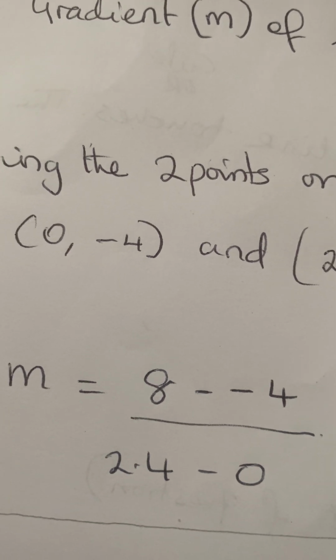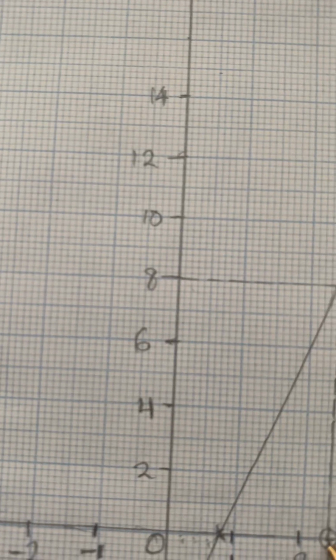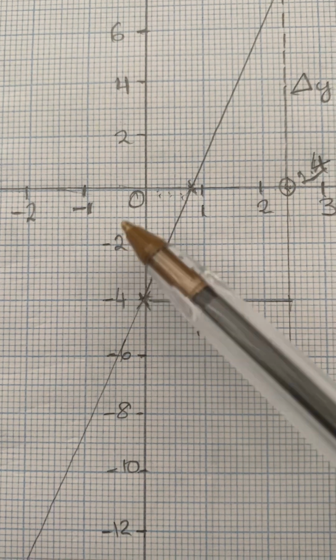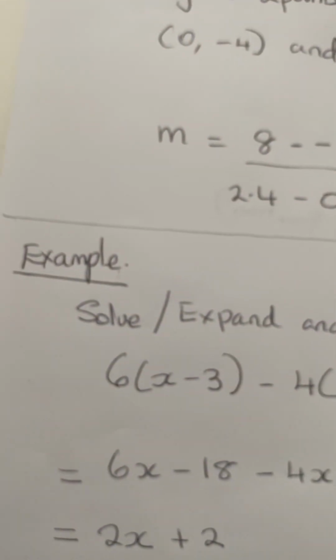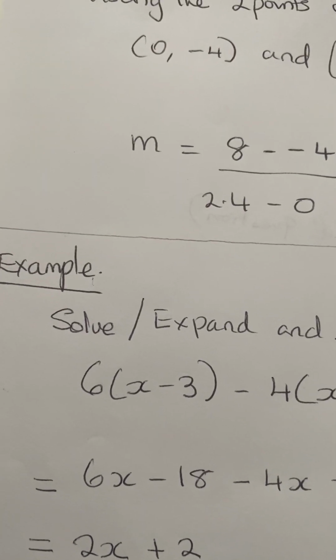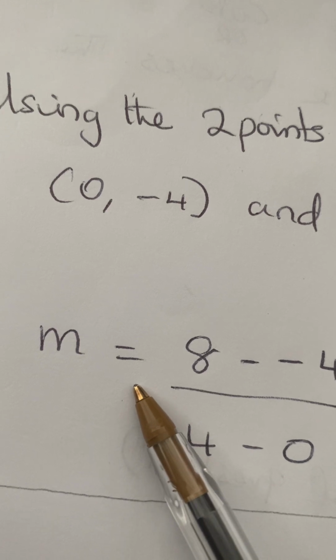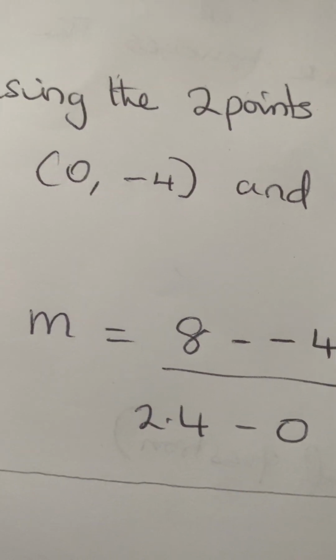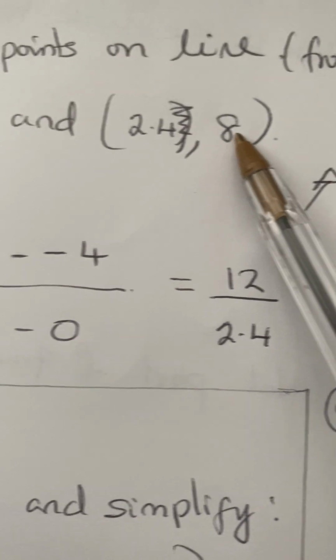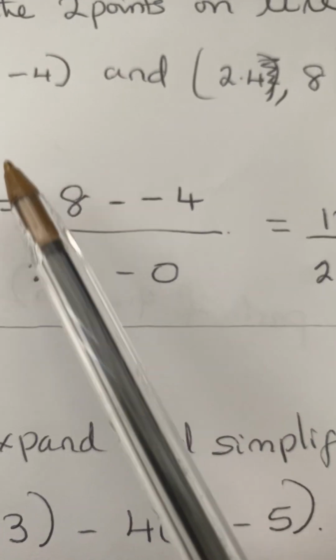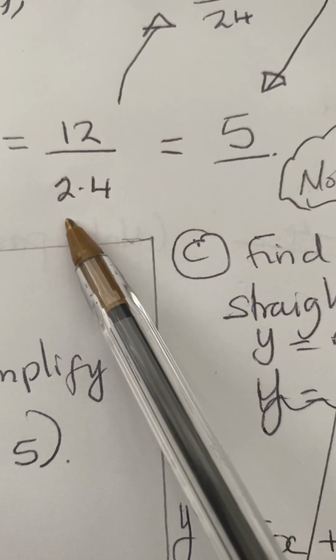Okay, so the 2 coordinates I took from the graph were x is 2.4 and y is 8, and then this is the easiest one, 0 and -4. Any 2 points will give you the same answer. Now -4 here is our c, the y-intercept. So now 8 minus -4, and then 2.4 minus 0. So 12 over 2.4.